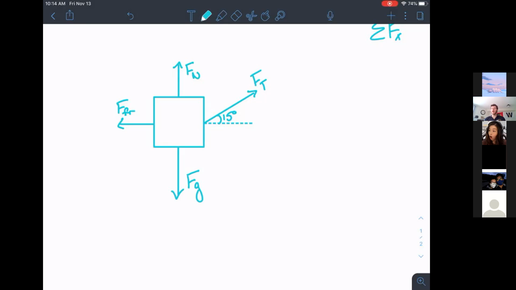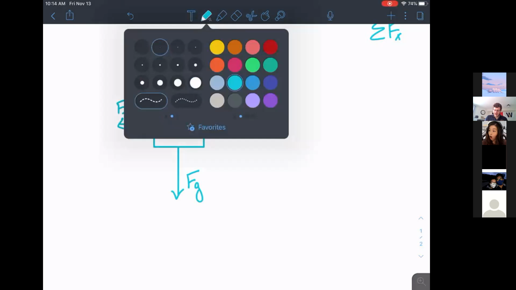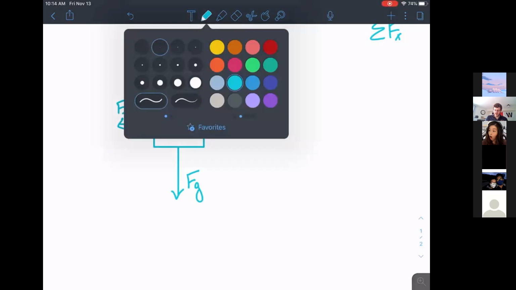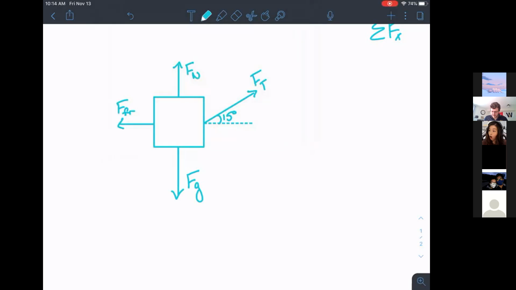So what do you think we're going to have to do? Set it up as both x and y. Exactly. So we're going to have both the x and the y directions. So we're going to have to set it up with our right triangle with the sum of our forces. I'm just going to leave it like this. All right. So we have our force of tension in the y direction and our force of tension in the x direction.